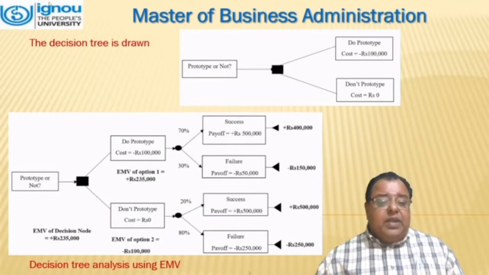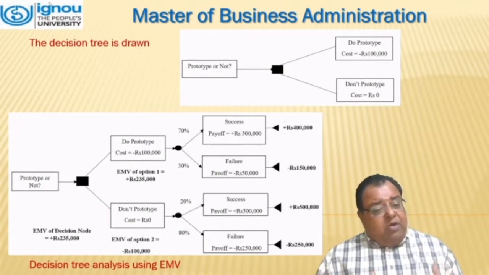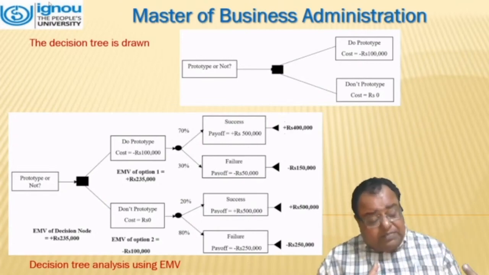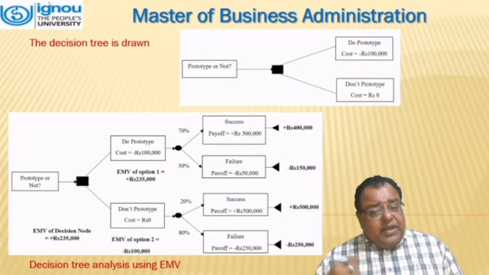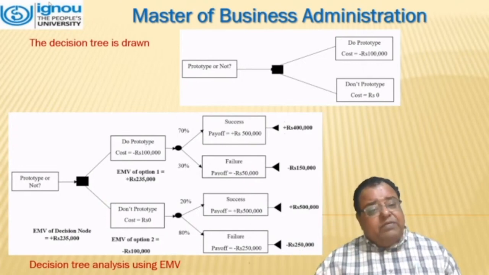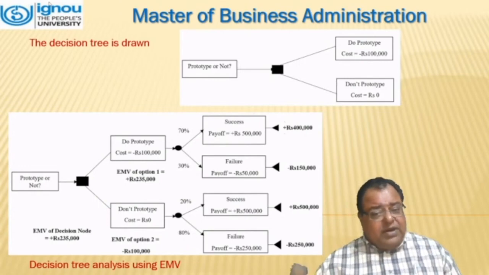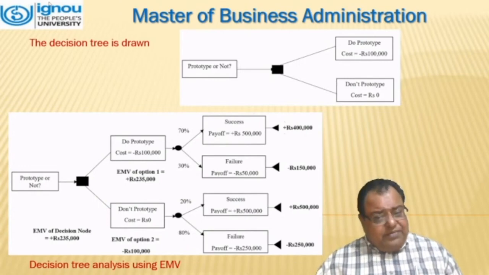Now, moving further for calculating EMV, the problem is again the same. If we do the prototype, the cost is negative 1 lakh rupees, and there are two possibilities as mentioned in the problem. With 70% success, the payoff will be 5 lakh rupees. How much do we have in hand? That is 4 lakh rupees. If we do the prototype and fail, that means 30%. What is the payoff? The payoff is minus 50,000. It comes out to be 1,50,000.